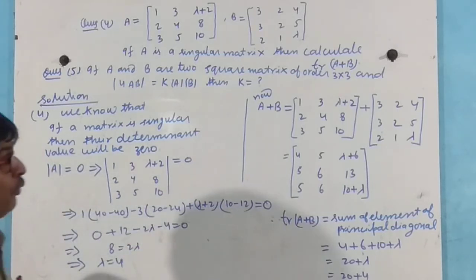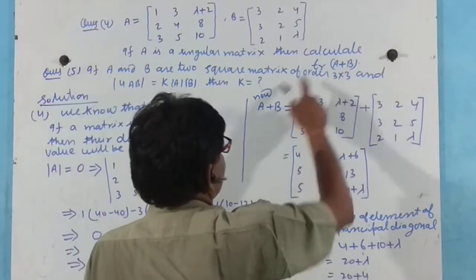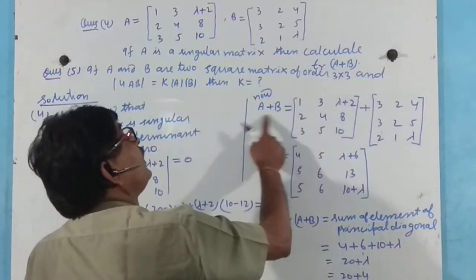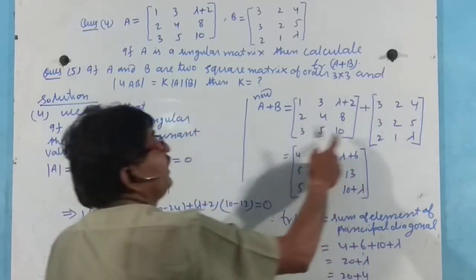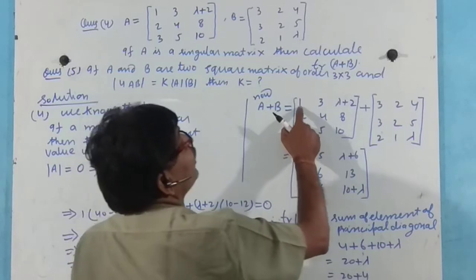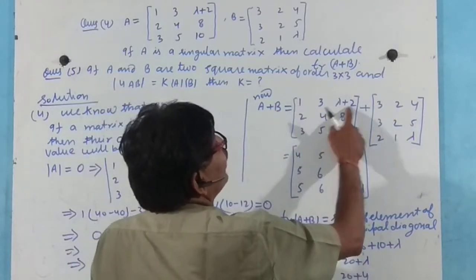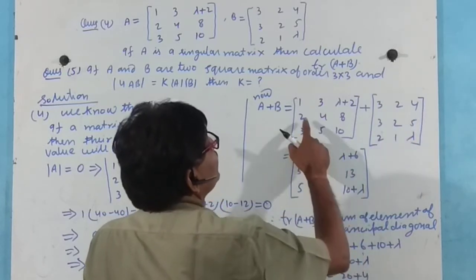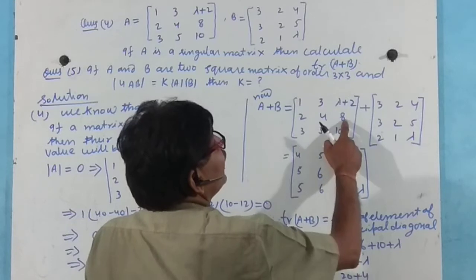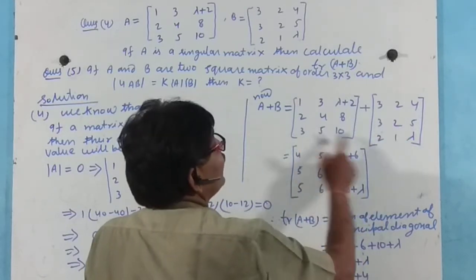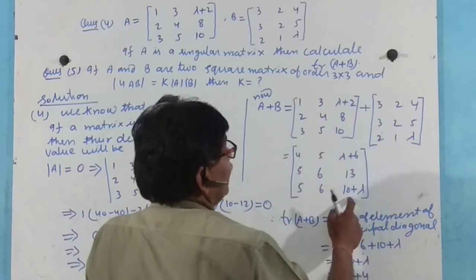Now we have to calculate the trace of A plus B. First of all, we calculate A plus B by adding the corresponding elements of matrix A and matrix B: 1 plus 3 is 4, 3 plus 2 is 5, lambda plus 2 plus 4 is lambda plus 6, 2 plus 3 is 5, 4 plus 2 is 6, 8 plus 5 is 13, 3 plus 2 is 5, 5 plus 1 is 6, and 10 plus lambda.